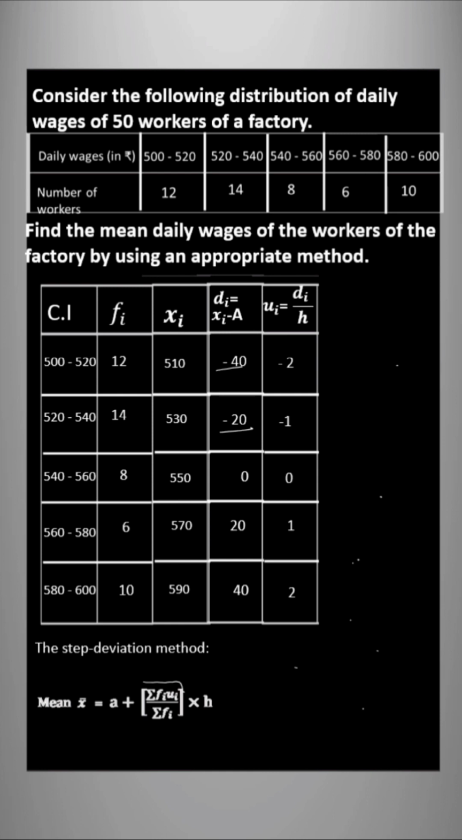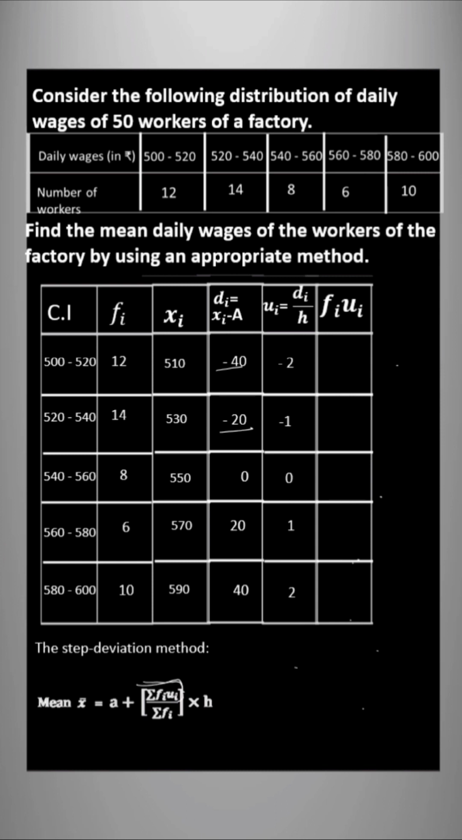Now let us create a column for fiui. That means the product of frequency and ui. 12 into minus 2, what is it? Minus 24. 14 into minus 1, what is it? Minus 14. 8 into 0 is 0. 6 into 1 is 6. 10 into 2 is 20.